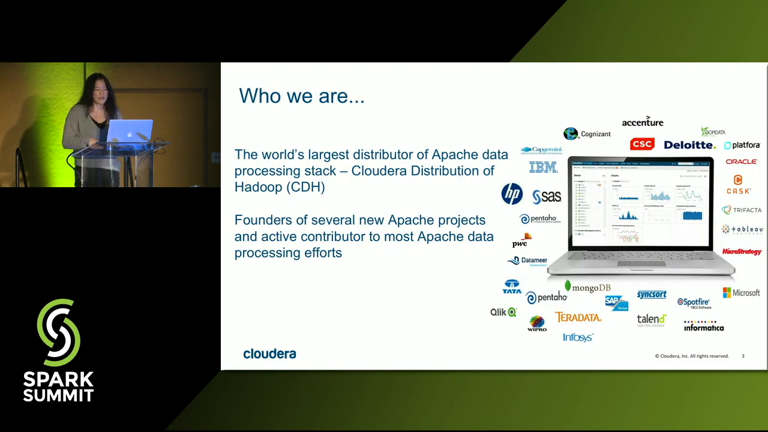So who Cloudera is, we are a distributor of the Apache open source data processing stack. We have a distribution called Cloudera Distribution of Hadoop, which we nickname CDH. We have 24 different components in this particular distribution, and we have committers across the entire stack.